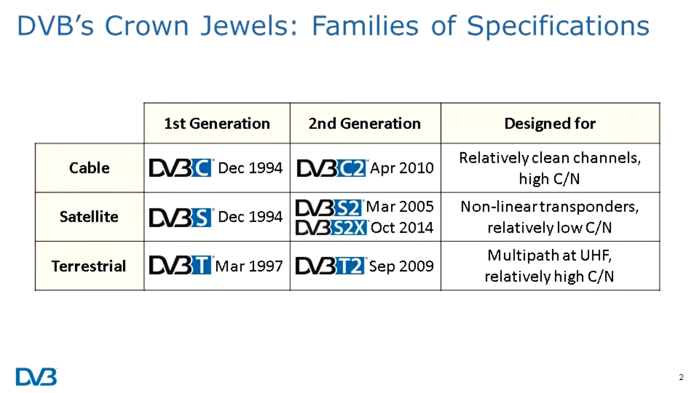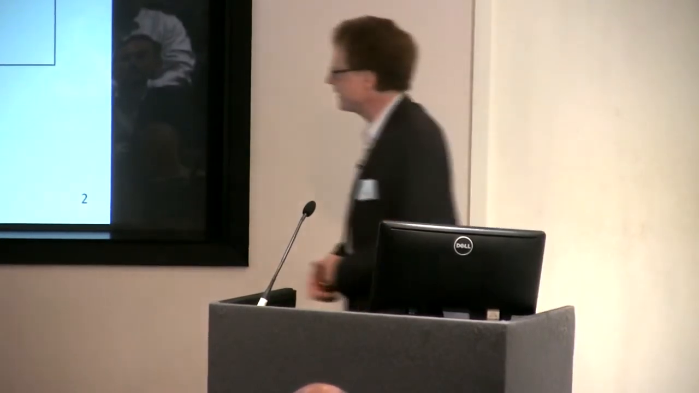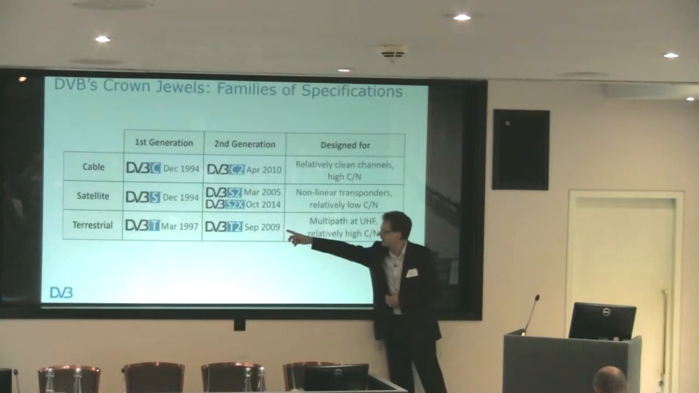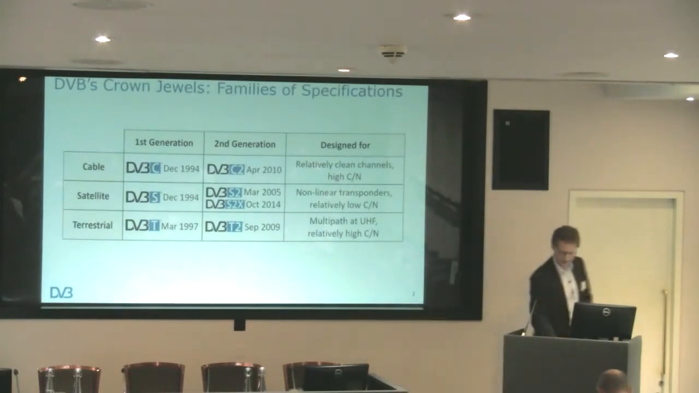You can see that the standards have been developed over quite a period of time. 1994 was when they first started coming out. In fact, DVB is celebrating its 25th anniversary this year, I believe it is. And we have this set of specifications. And what we're going to look at is what might have been added on here, perhaps a T3, if you like.